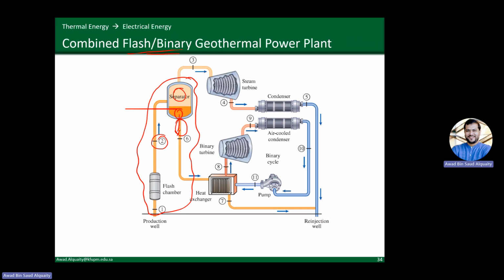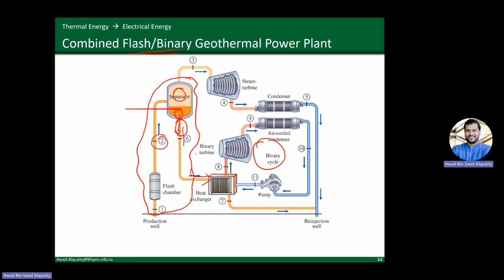Another option could be to send it to another flash chamber and then separate it and operate a dual flash geothermal power plant. Now, this option here is slightly different. Here, what we are doing is taking this hot water and sending it through heat exchangers to transfer heat to another cycle, the binary cycle, essentially using another working fluid, which, as we said before, is typically a refrigerant.